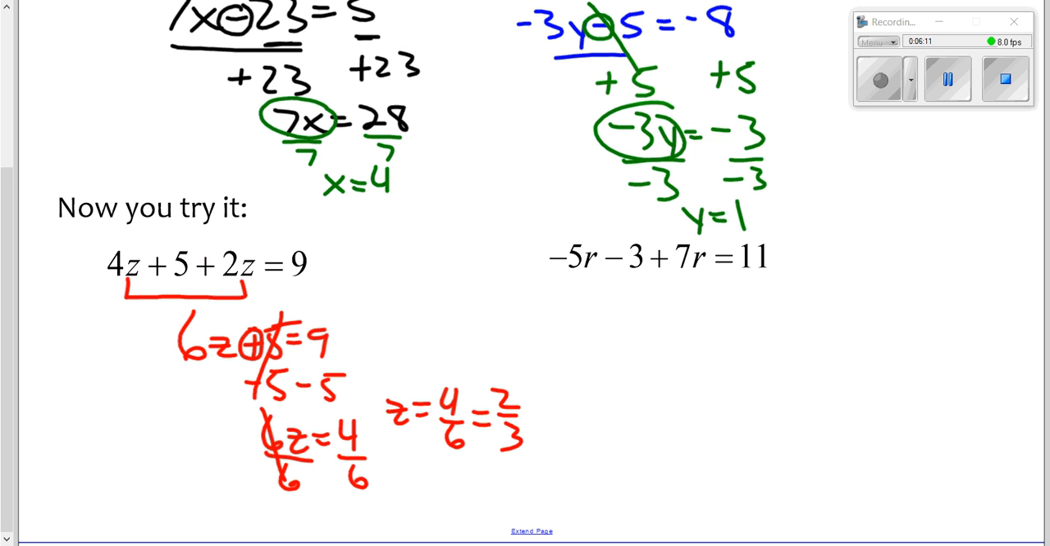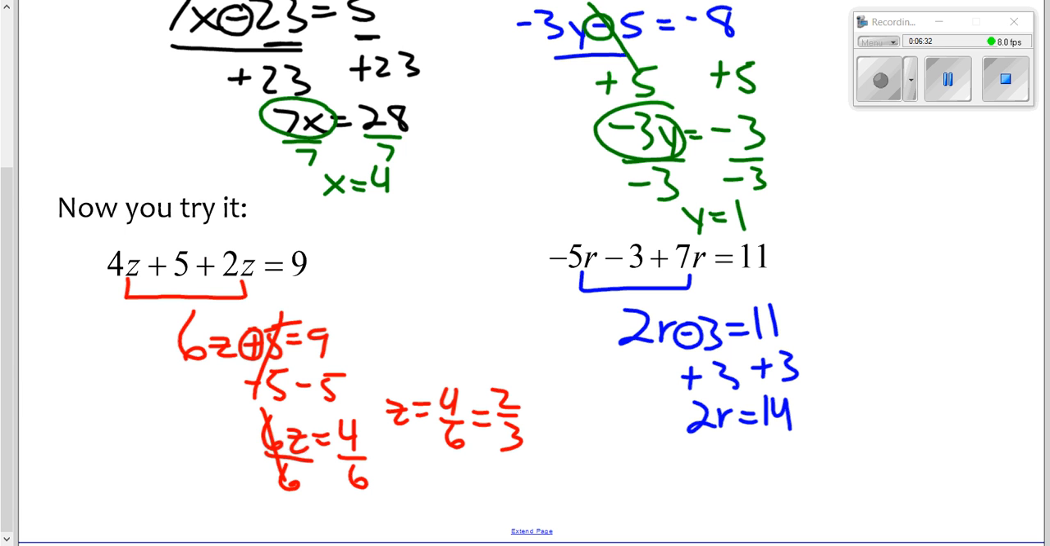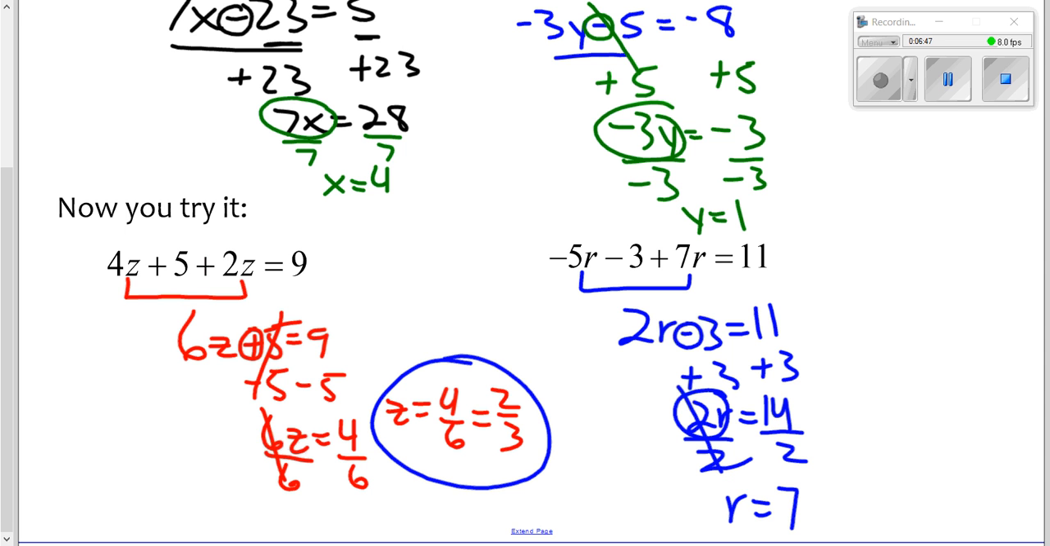Okay. The second question, I should be able to put those two guys together. That's going to give me 2r. I have this minus 3 left over, and it equals 11. I'm going to go ahead now and do the opposite of my sign. So I'm going to add 3 to both sides. I get 2r now equals 14. This is multiplication, so I'm going to undo it by division, both sides. So divided by 2, that's going to go away. R equals 7.